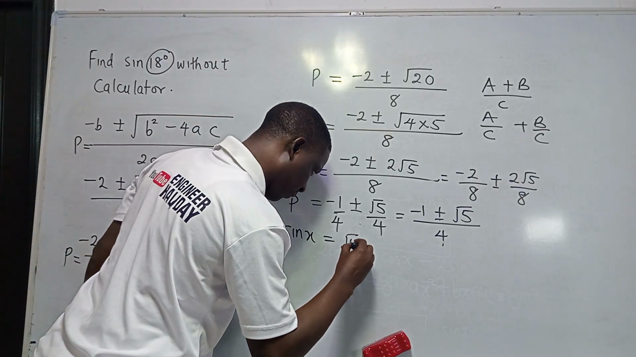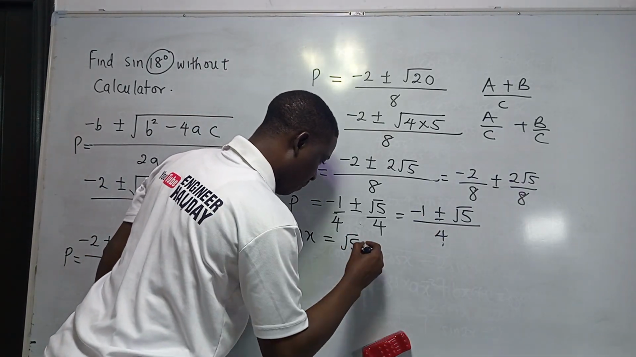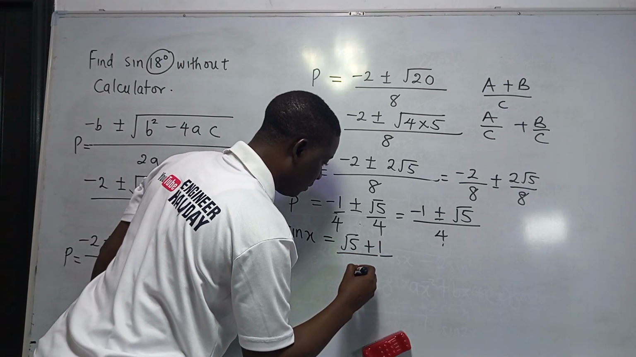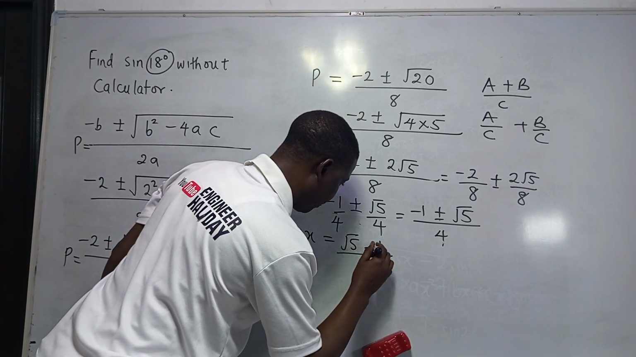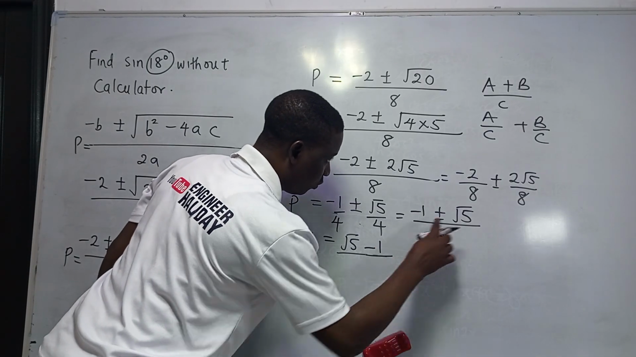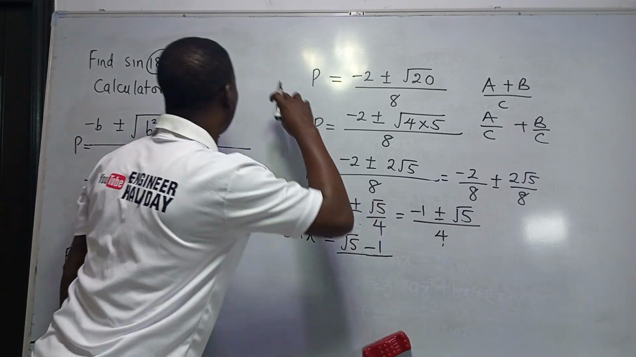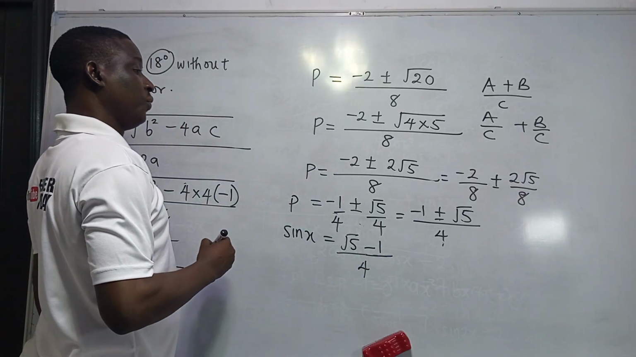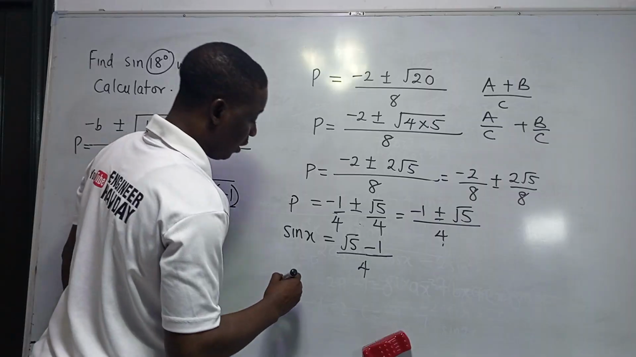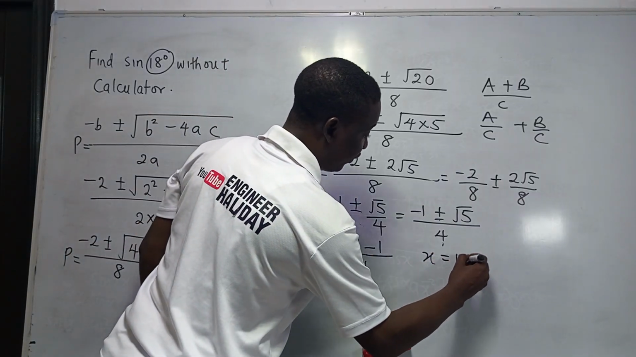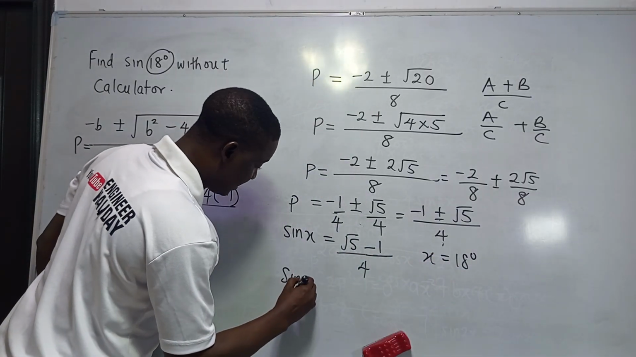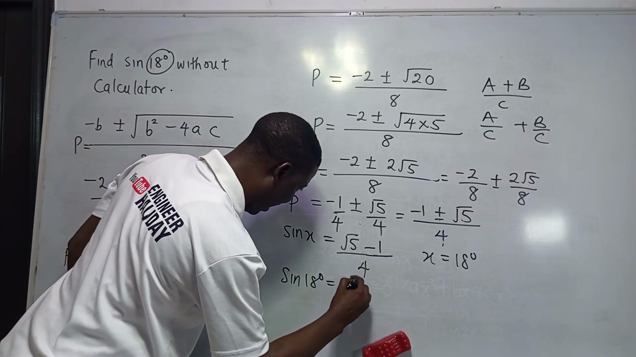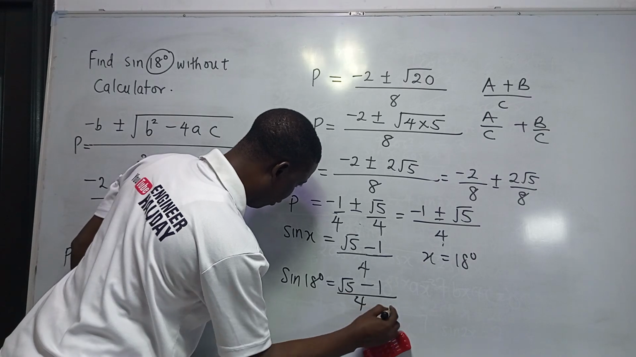Therefore, I will go with the plus root 5, minus 1, over 4. Is it minus 1? Okay, minus 1, sorry. We pick this one with the plus. Why do we put plus? Because we want to avoid a negative sign for sine 18. Divide by 4. We know that x is equal to 18 degree. So sine 18 degree is equal to root 5 minus 1 divided by 4.